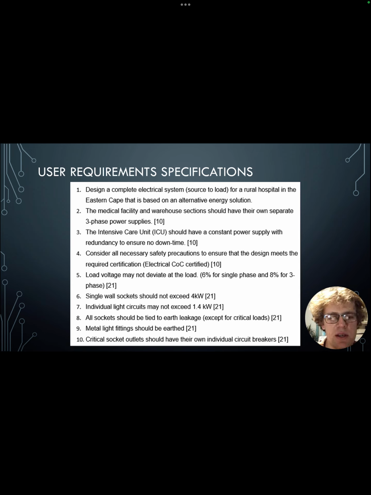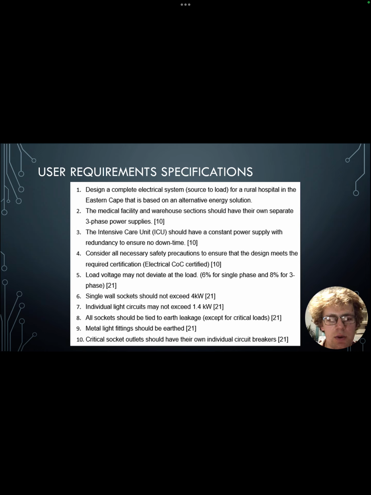The medical facility and warehouse section should have their own separate three-phase power supplies. So the warehouse must have its own distribution board and its own dedicated three-phase power supply, which we will look at in a moment on the electrical drawing. The intensive care unit, ICU, should have a constant power supply with redundancy to ensure no downtime. The ICU is considered a critical systems area, and we always want the life support machines to be functioning and on. So the ICU was prioritized in terms of generator backup and battery storage in the case of this project.